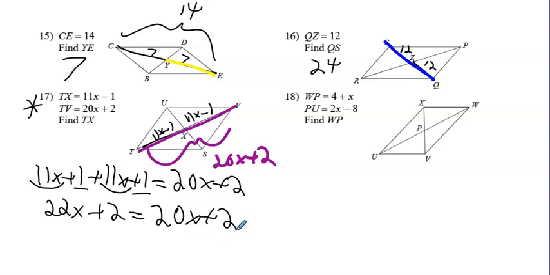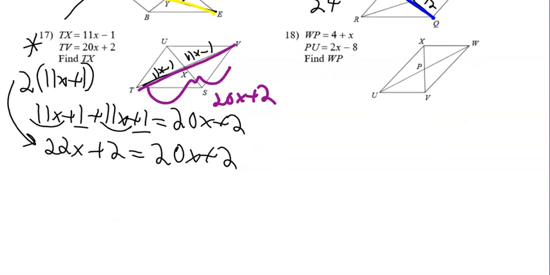Now, a little shortcut. You could have also started off by just saying 2 of these equals 20x plus 2. And that would have taken you here also. Just a different way of looking at it. Now, I'm going to subtract 20x. 22 minus 20 is 2x. I'm going to subtract 2 from this side. I'm sorry, my bad. That was 11x minus 1. So I got to go back and fix some stuff here.